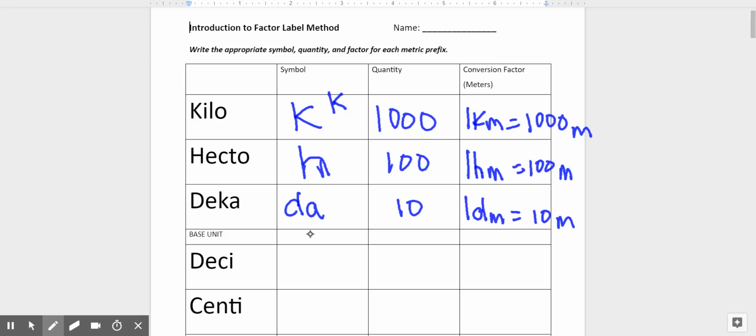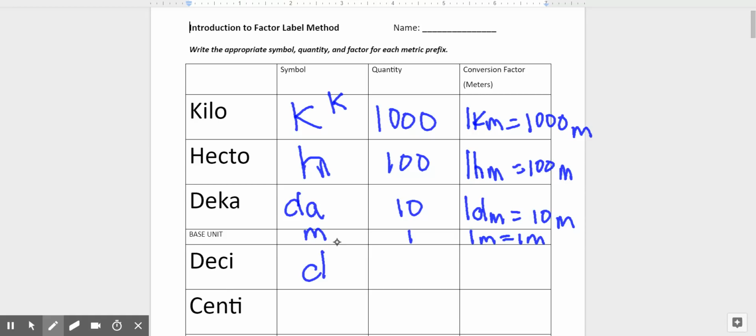The base unit is whatever the base unit symbol is. In these examples, we're using the base unit meter, but this could be seconds or degrees Celsius or grams, any of the base units. The quantity that 1 meter represents is 1 meter. Conversion factor: 1 meter equals 1 meter.